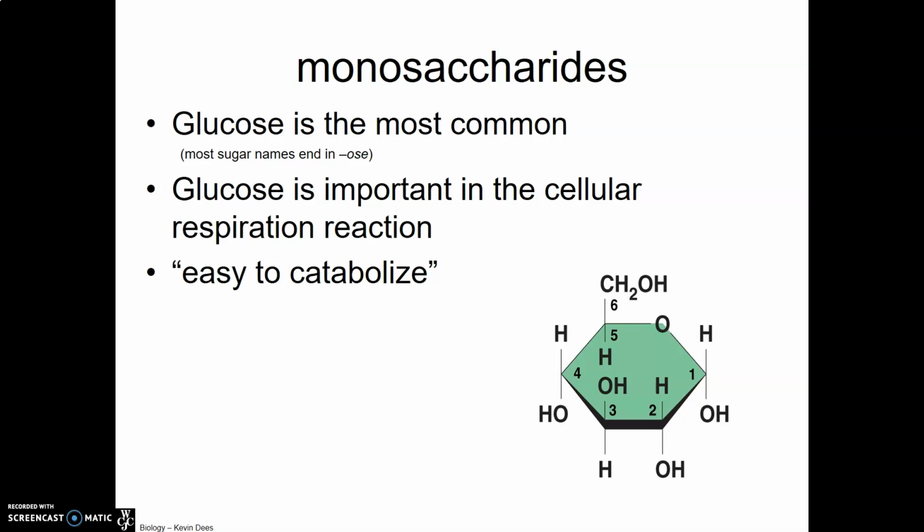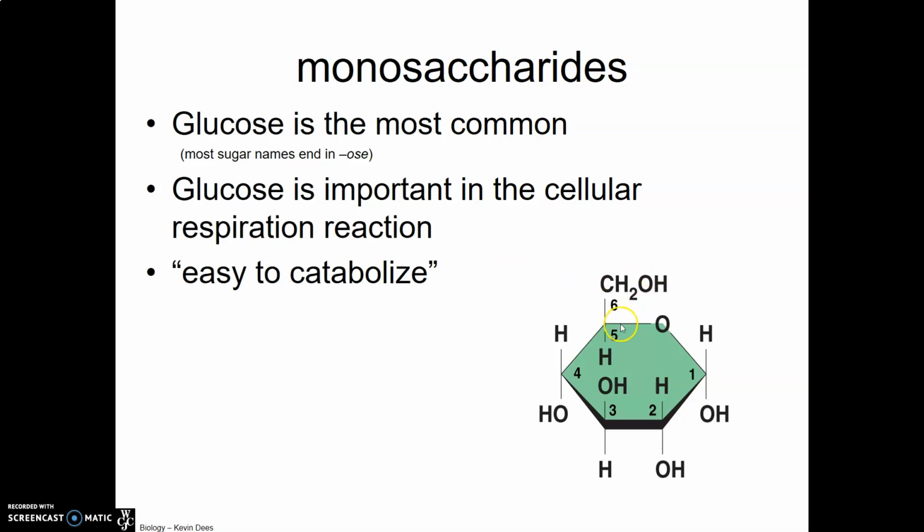Probably the most common monosaccharide is glucose. As a little side note, remember that most carbohydrates have the ending OSE, so glucose, maltose, fructose, etc. These are all sugars. Glucose is the most common monosaccharide. It's often referenced in your blood sugar level because it is very easy to catabolize and break down. We'll spend an entire chapter talking about this process later on in the semester.